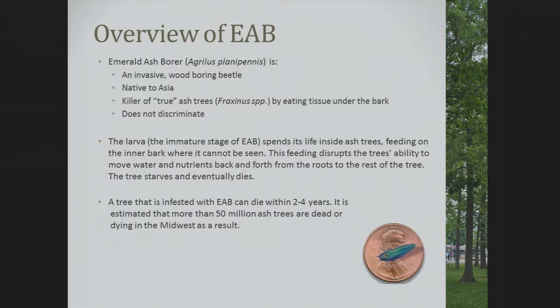The real reason why it's an issue is it kills true ash trees, so this is going to be like green and white ash. It does not attack mountain ash, so if you have mountain ash, you're okay. But basically, once it's inside of a tree, it kills the tree within 2 to 4 years. So once it's here, if it finds an ash tree, your ash trees are going to be gone, and because it's so small, it's very hard to detect prematurely.